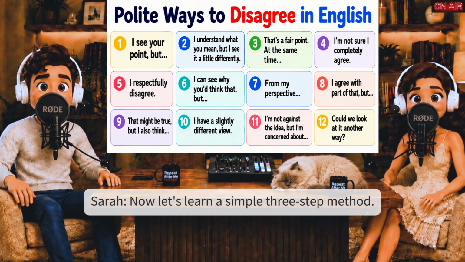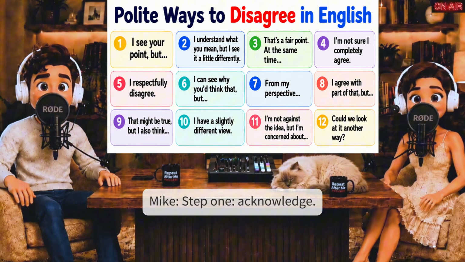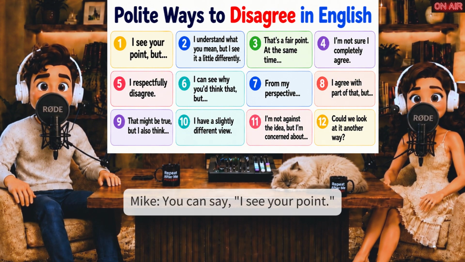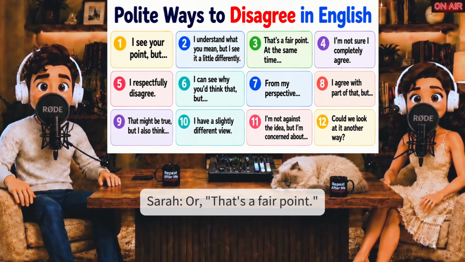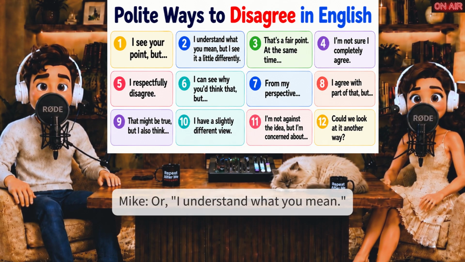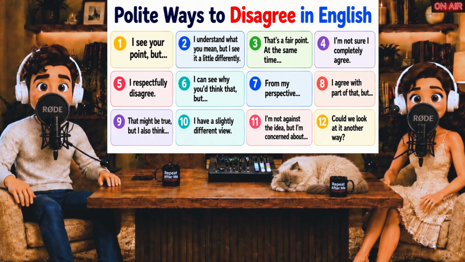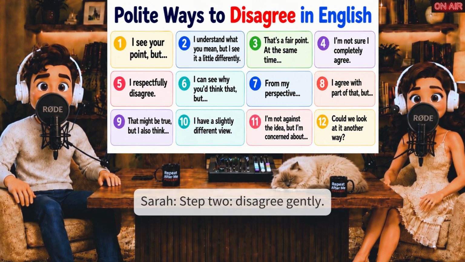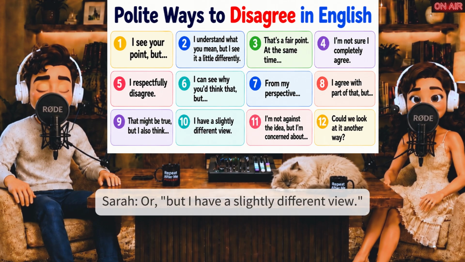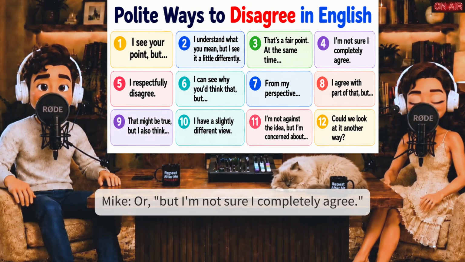Now let's learn a simple 3-step method. Step 1. Acknowledge. Acknowledge means show that you heard the other person. You can say, I see your point. Or, that's a fair point. Or, I understand what you mean. Step 2. Disagree gently. You can say, but I see it a little differently. Or, but I have a slightly different view. Or, but I'm not sure I completely agree.